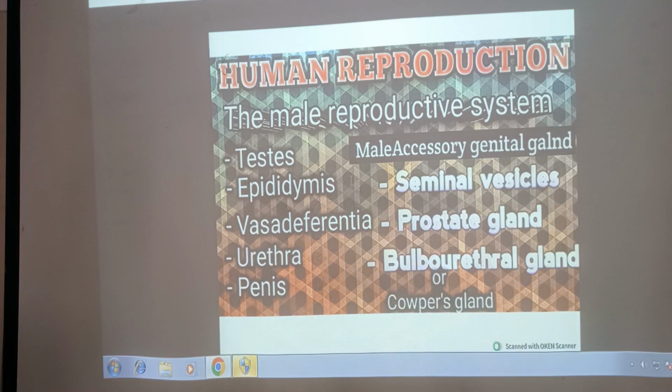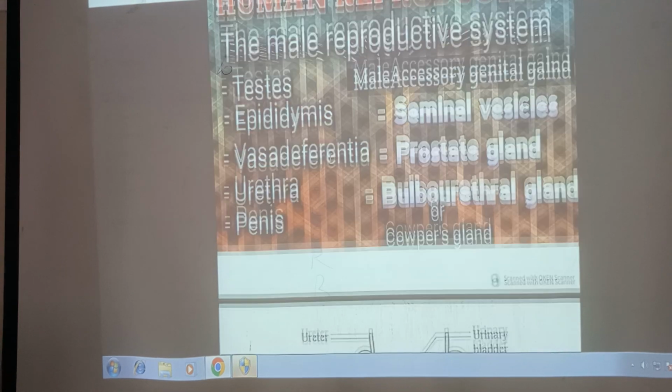First of all, this is human reproduction, the male reproductive system. Human reproduction is a form of sexual reproduction resulting in the conception of a child, typically involving sexual intercourse between a man and a woman. The reproductive events in humans include formation of gametes, gametogenesis: sperms in males and ovum in females. This is the most important part of human reproduction.